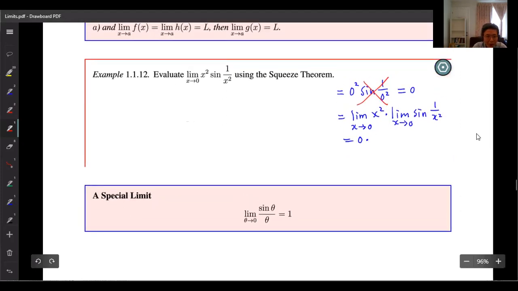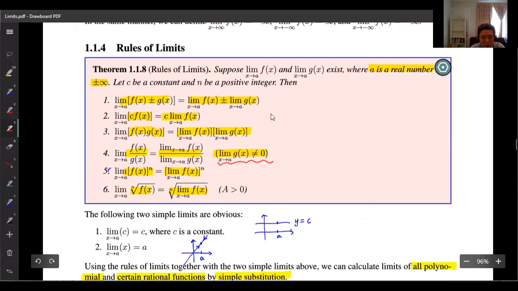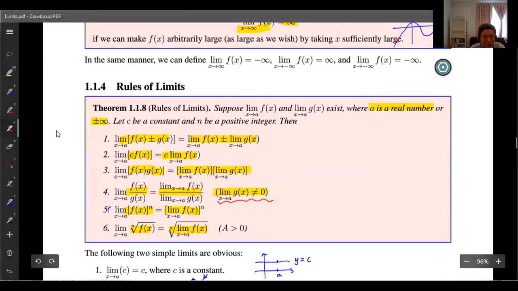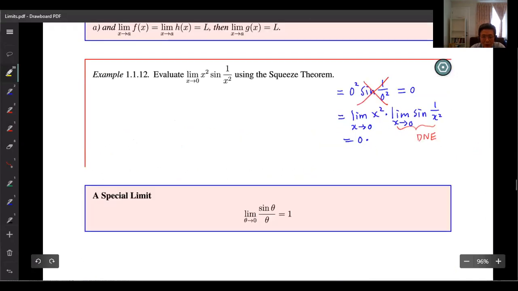Why? Because we cannot use the product rule, because this one does not exist. If any limit does not exist, remember, we cannot use these rules, right? To be able to use these rules, each function involved must have a limit. So we cannot use this rule. Be careful. So this one, no, we cannot do this either, because we cannot use the product rule.